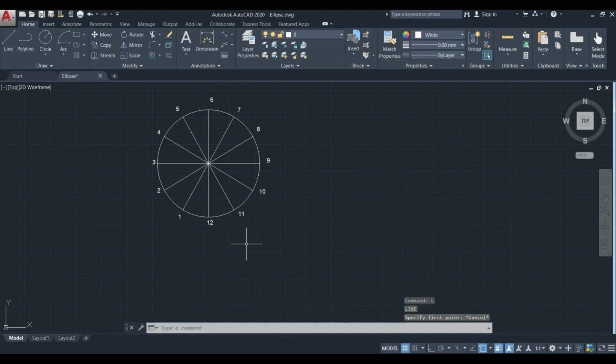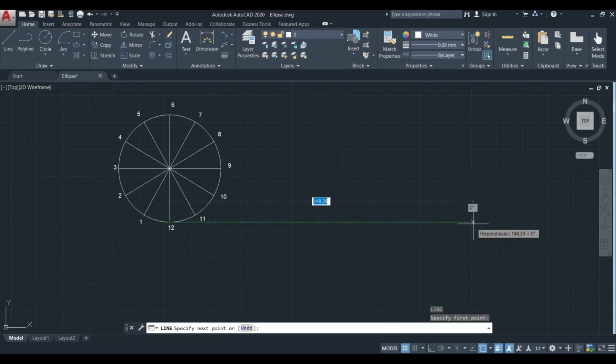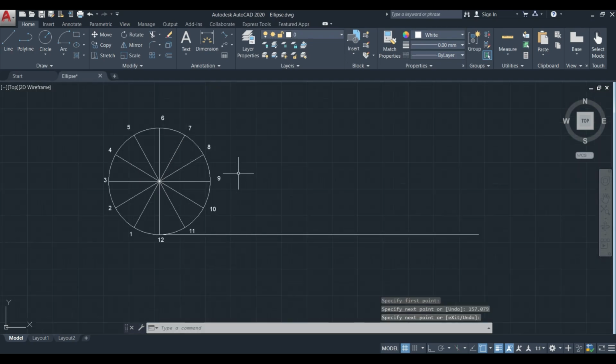Then we have to draw a horizontal straight line connecting the point 12. This straight line should have a length equal to the circumference of the circle, that is 2 pi r or pi d. Here 50 pi is the circumference of the circle, that is 157.079 mm. Now we have to draw the involute curve having 1.5 turns.